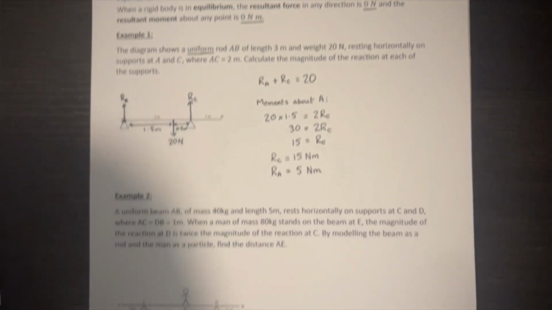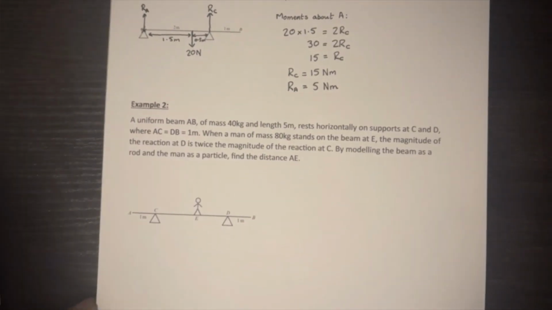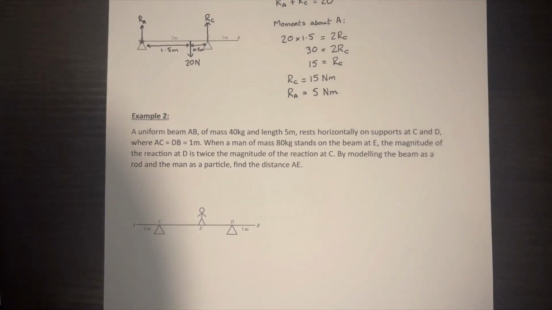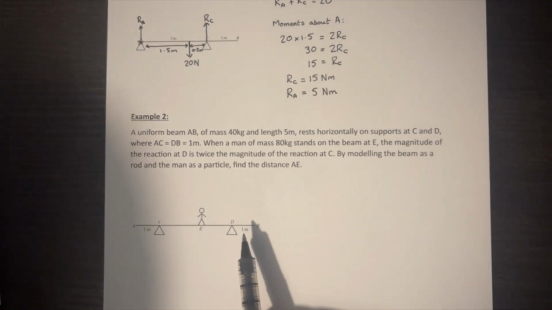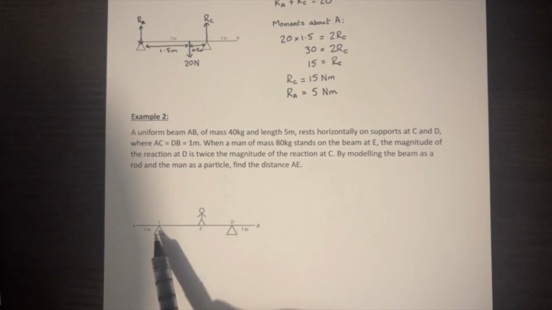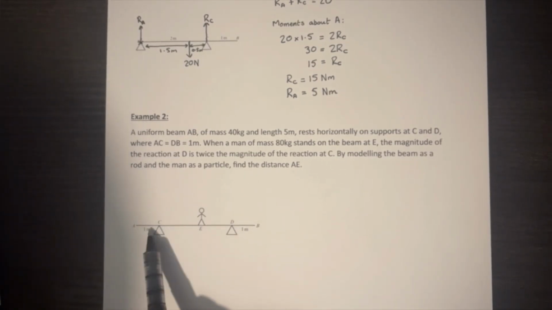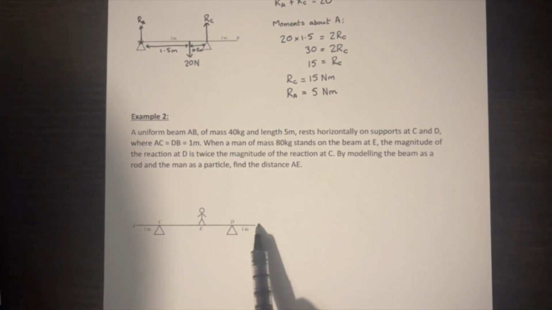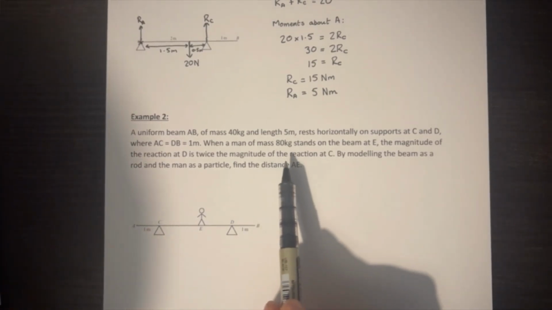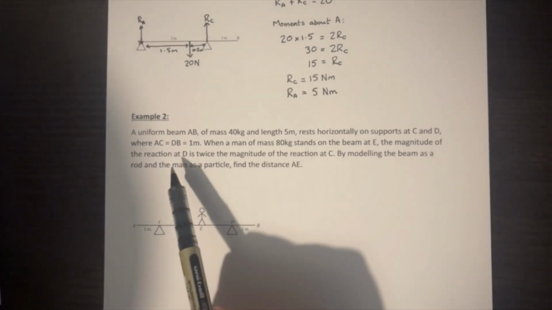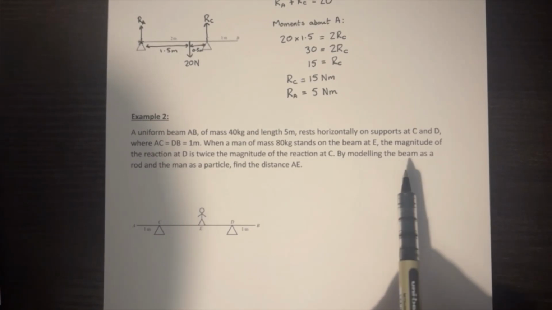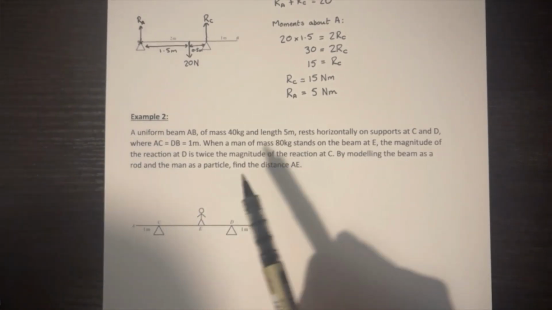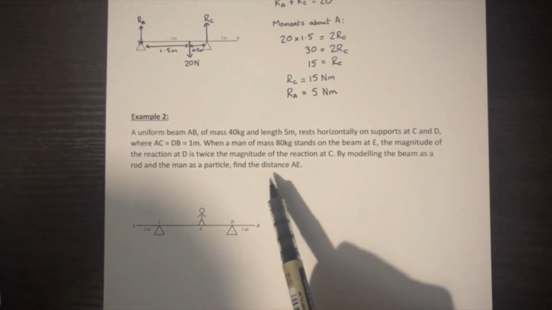Moving on to our second example, so example 2. A uniform beam AB of mass 40 kilograms and length 5 meters rests horizontally on supports at C and D, where AC and DB are both equal to 1 meter. When a man of mass 80 kilograms stands on the beam at E, the magnitude of the reaction at D is twice the magnitude of the reaction at C. By modelling the beam as a rod and the man as a particle, find the distance AE.